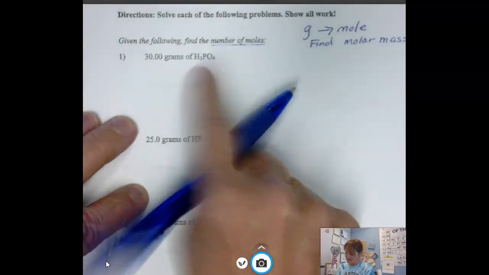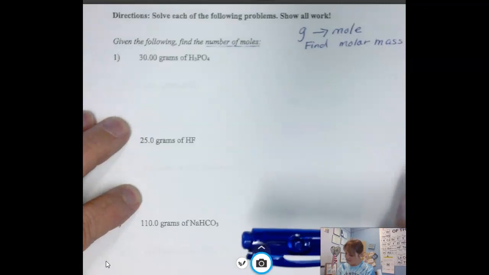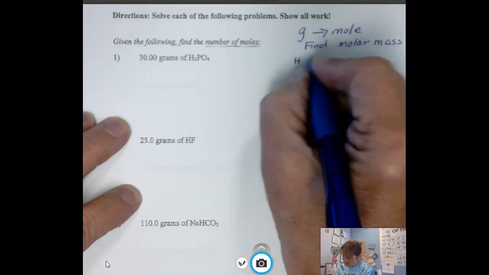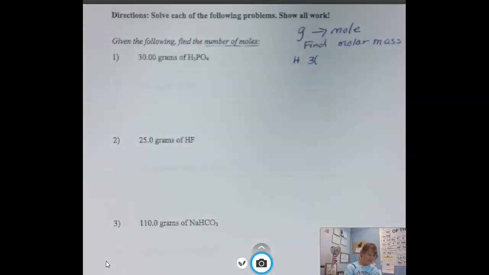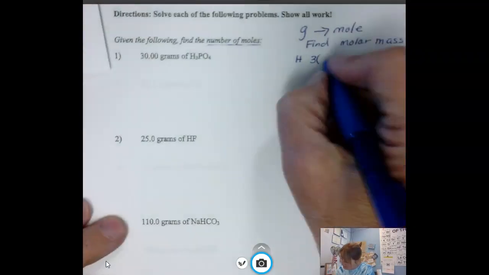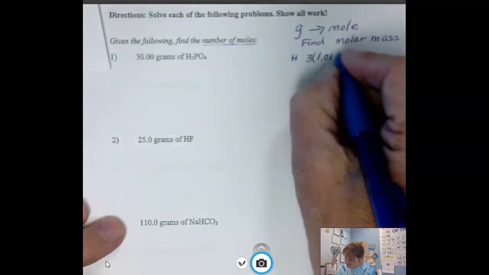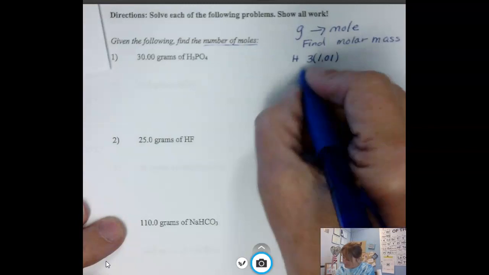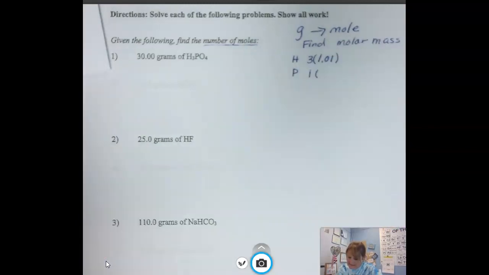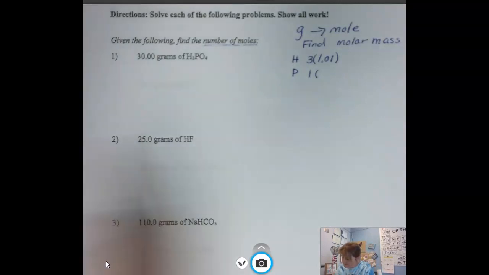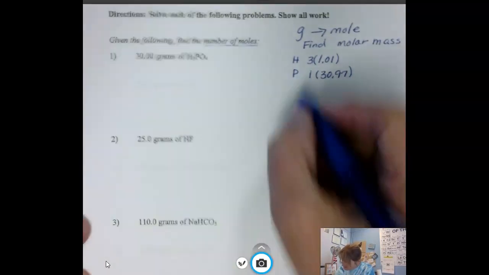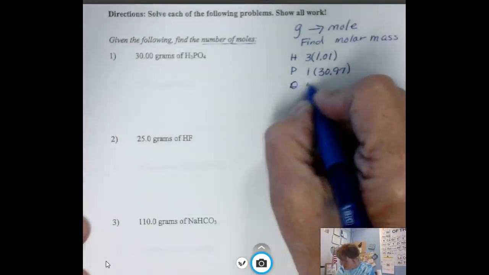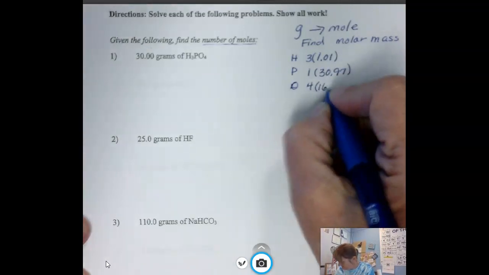Anything that starts with an H is an acid, so this is phosphoric acid. So we're going to just do a count real quick. I have 3 hydrogens. Again, we're going to use the same periodic table, and the mass of hydrogen is going to be 1.01. We have 1 phosphorus, and its mass is 30.97. And we have 4 oxygens, which has a mass of 16.